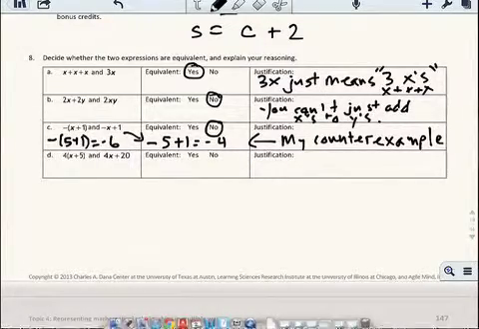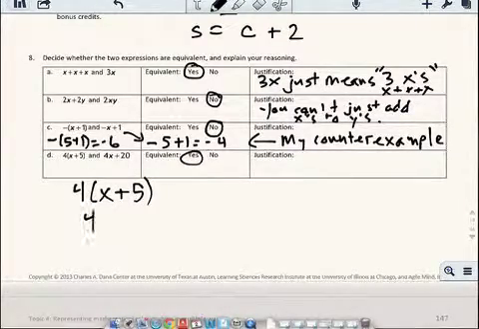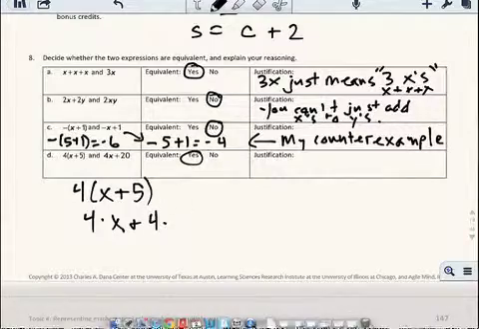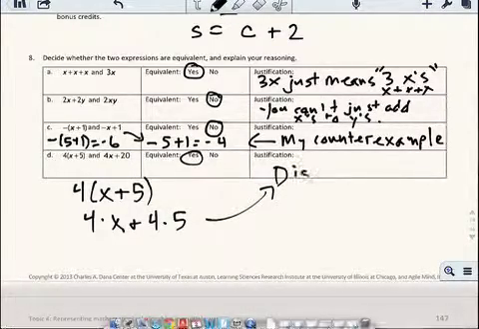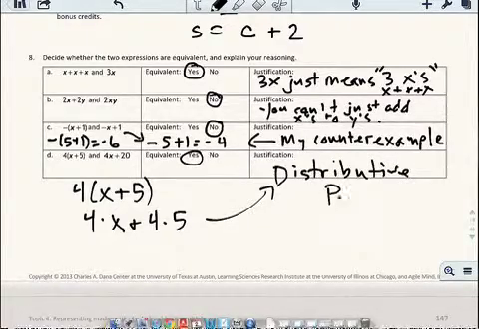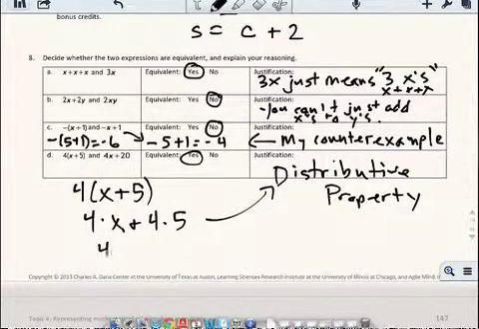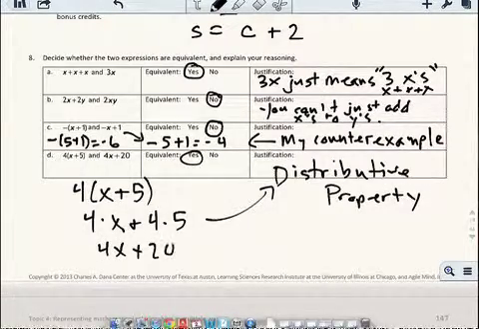So for 4x plus 5 and 4x plus 20, I'm going to say they are equivalent. If I remember correctly, 4 times x plus 5 is the same as 4 times x plus 4 times 5 by the distributive property, which we learned about in class. And that's just the same as 4x plus 20. So they must be the same because the property makes them the same.